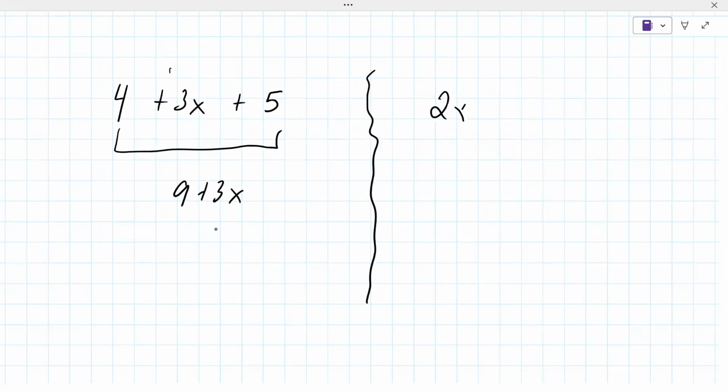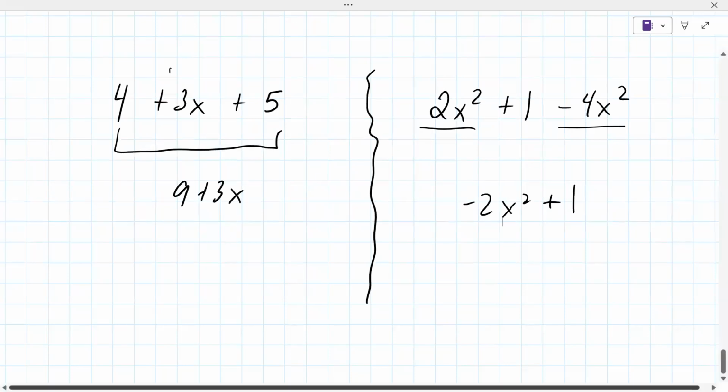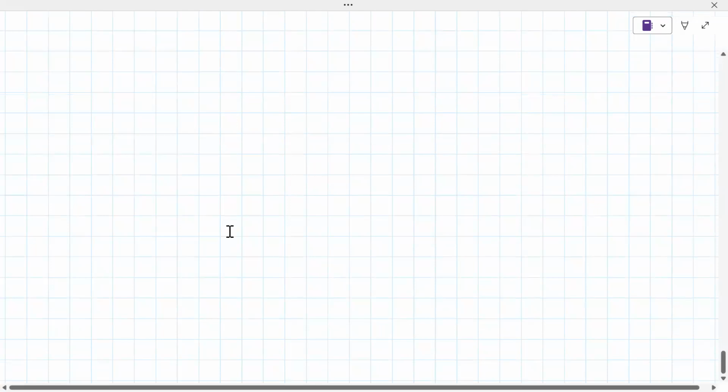Now how about 2x squared plus 1 minus 4x squared. What can you combine? You combine the 2x squared with the negative 4x squared. That gives negative 2x squared plus 1. Very good. Now if we increase the complexity a little bit: 3x minus 4 minus 5x plus 1.